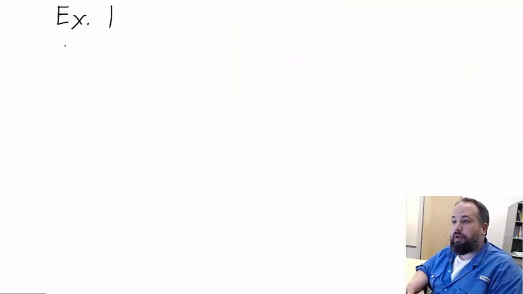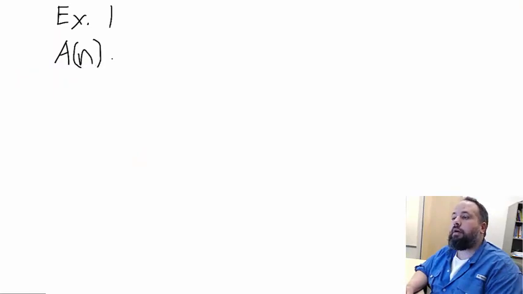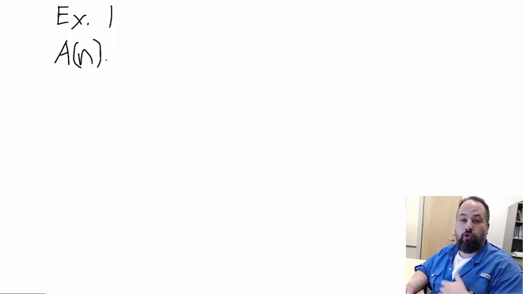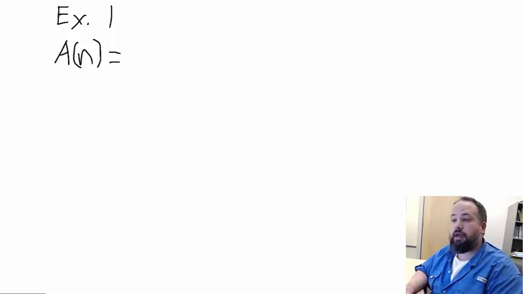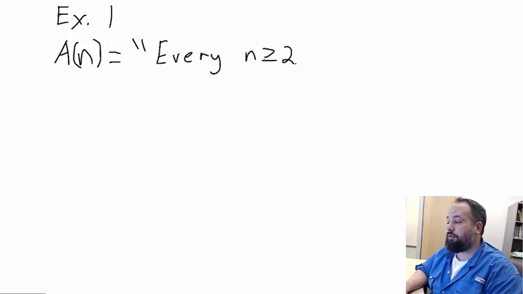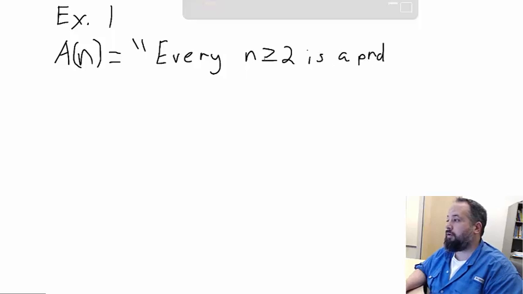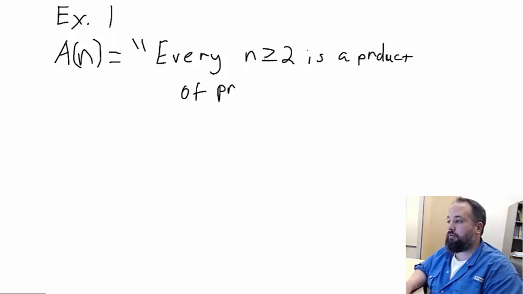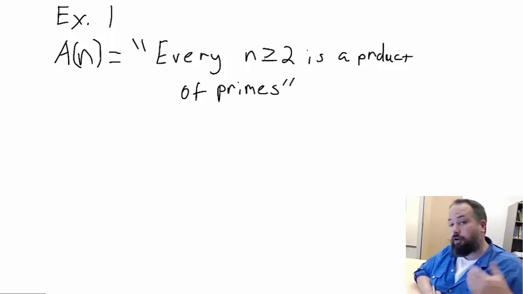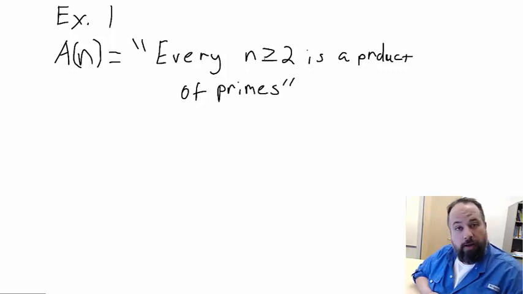So the easiest way to understand this is with an example. So let's take a look at example 1. Example 1 has what we call an assertion A of n. So this means that this assertion is true for the value n. And our assertion is every n that's greater than or equal to 2 is a product of primes.